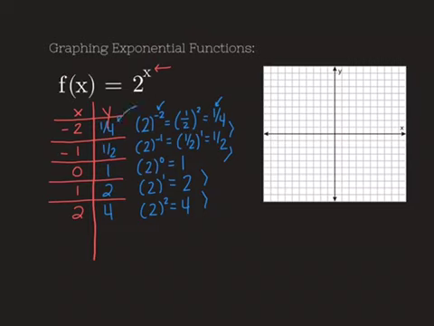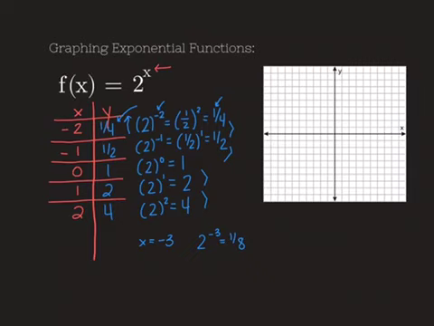And you'll notice that here, if we were to keep going, like let's say x were -3, if we plugged that in, 2 to the -3rd would be 1/8. So going back this way, the numbers keep getting smaller and smaller and smaller. So let's plot these points and see what our graph looks like.